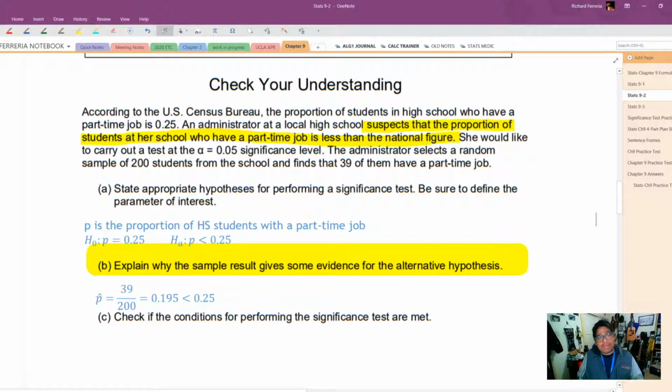And that's our evidence. Now, if this p hat happened to be greater than 0.25, which means it's going opposite of our alternative hypothesis, then we shouldn't even bother doing this hypothesis test. You're going to get results that are not statistically significant.